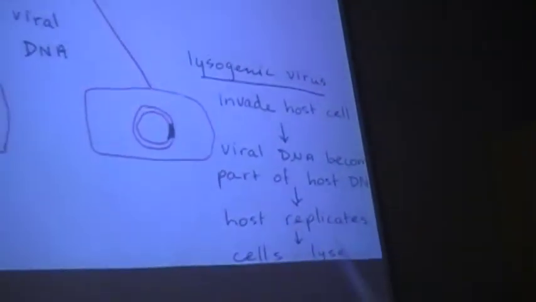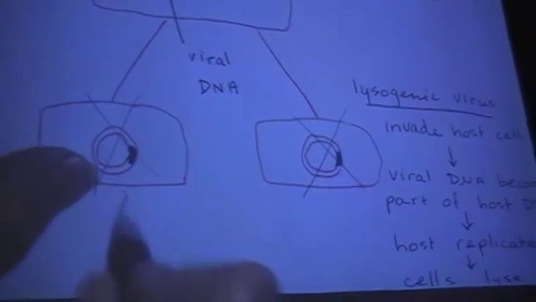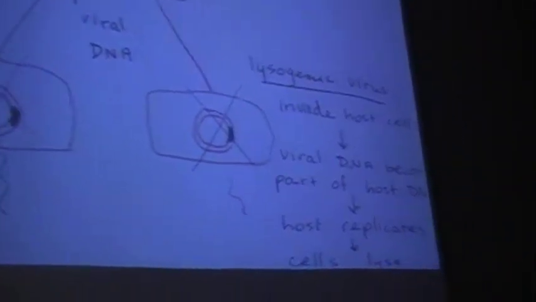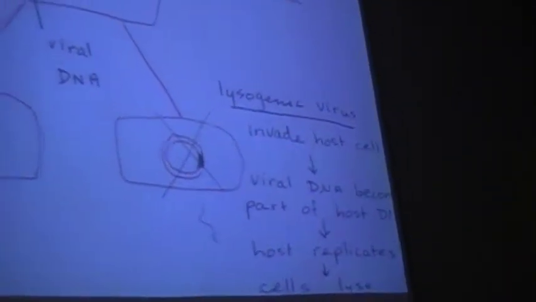So what do I mean by lyse? It just means that they're going to break open. So basically, once cells are reproduced, these cells break open, okay? And that viral DNA goes free and it goes and invades in another place. Okay, that's my understanding of it.